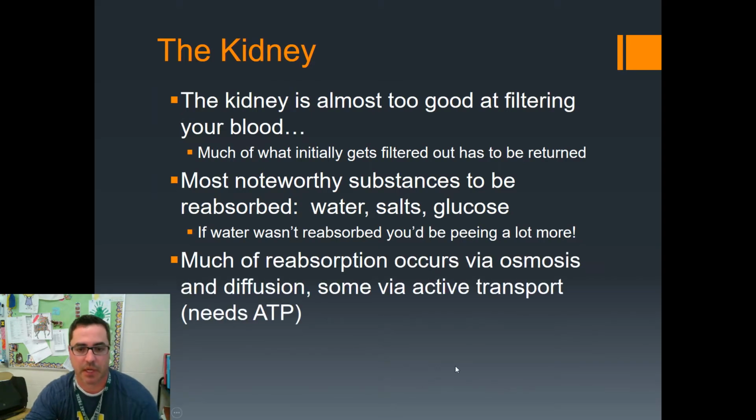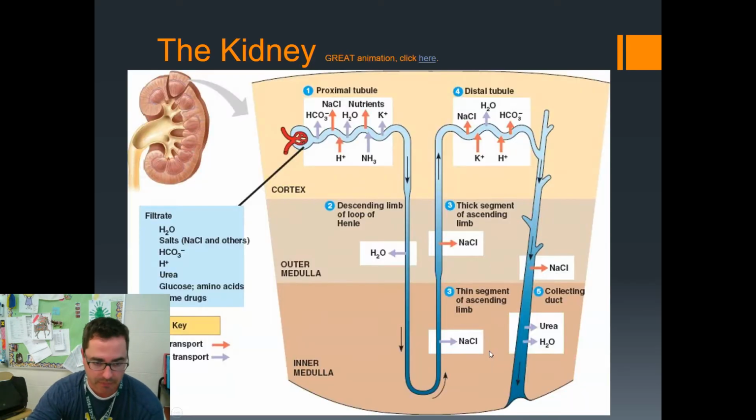Much of the reabsorption occurs via osmosis and diffusion, so simply tracking concentration gradients. Very little of it, but some, does actually travel via active transport, which is going to require some ATP. So energy is needed at some point to get water back and forth into and out of the blood supply. This is going to be the big thing that we're working on here in terms of your understanding.